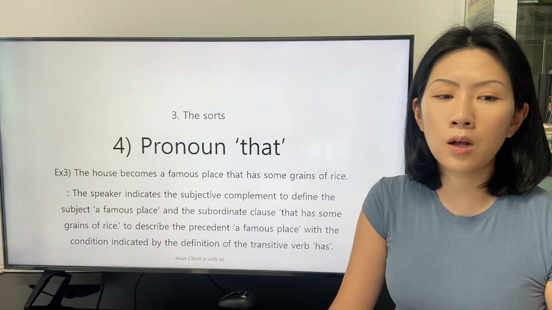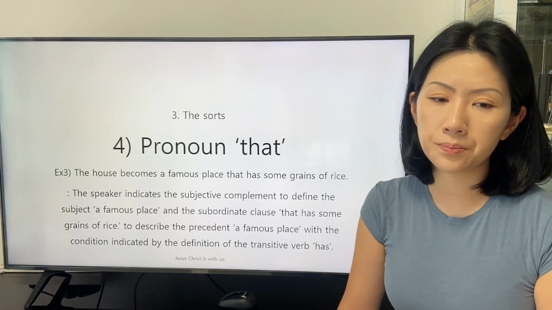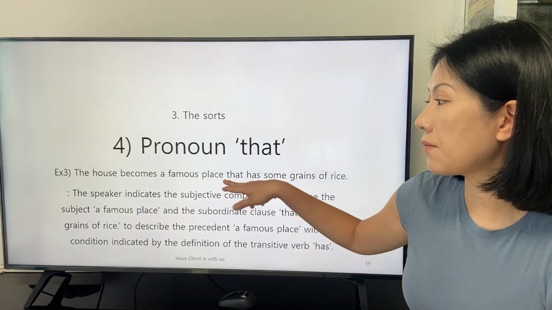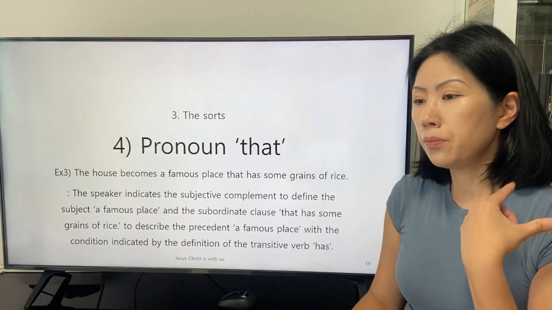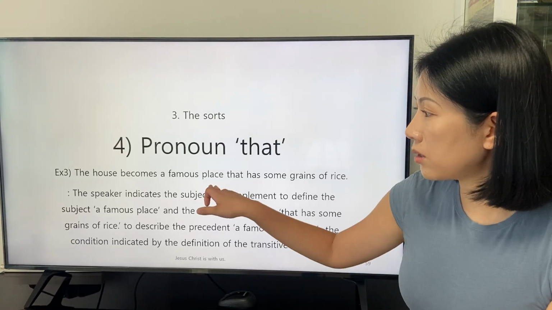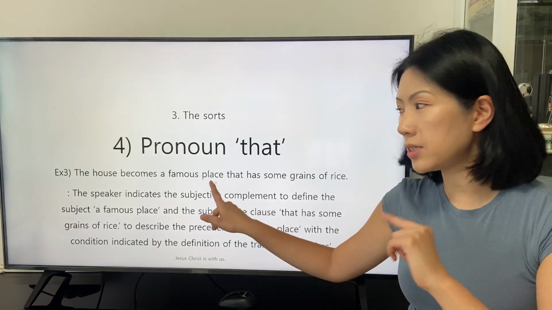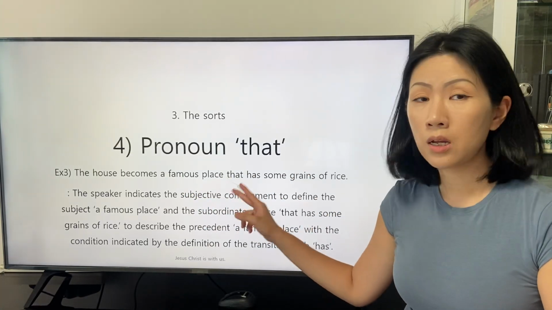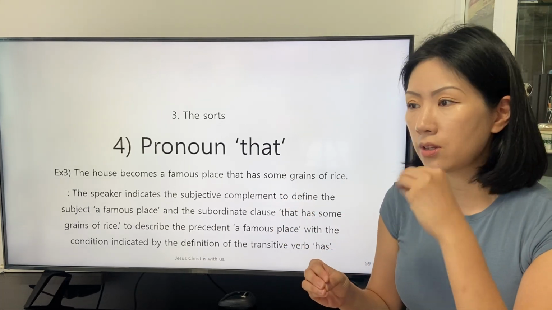The house becomes a famous place that has some grains of rice. In this sentence, we find that the phrase of the general noun, a famous place, is the precedent in the main clause, because this phrase is stated right ahead of the pronoun that. And the pronoun that is only applied in the defining way.